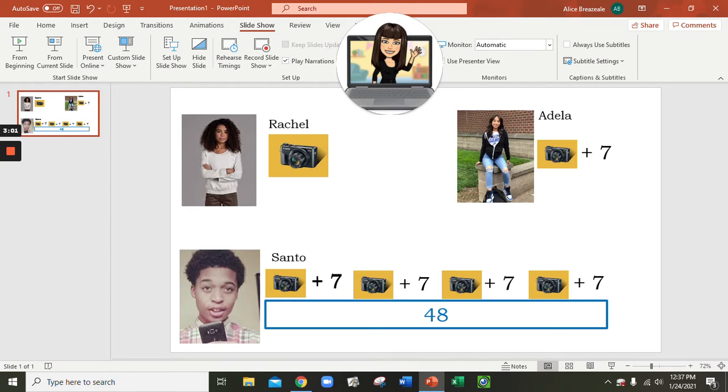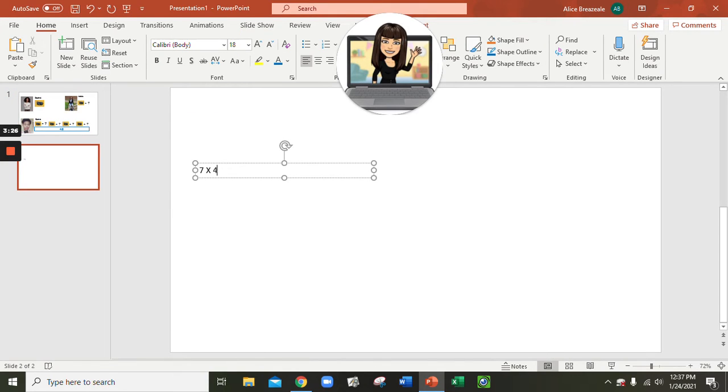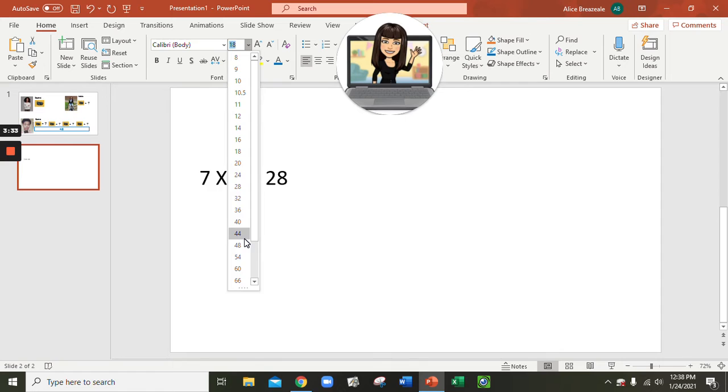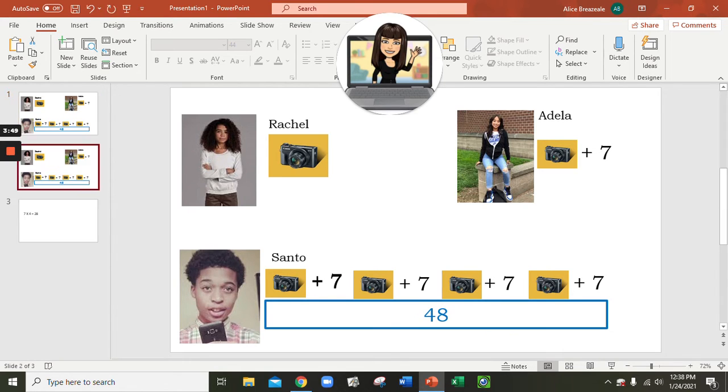So it would make sense to remove each of these 7s from 48. A quick way to do that, 7 times 4 equals 28. Since we know these numbers, these are constants, let's go ahead and take that away from 48. Working this out, I can take away this 7, which makes this 41.